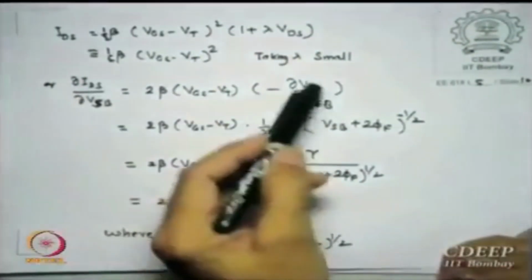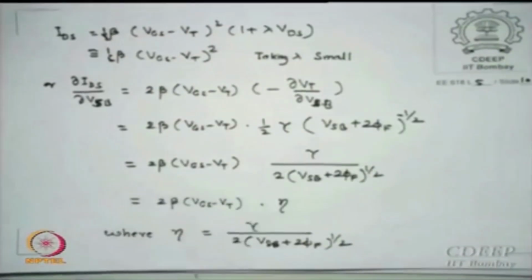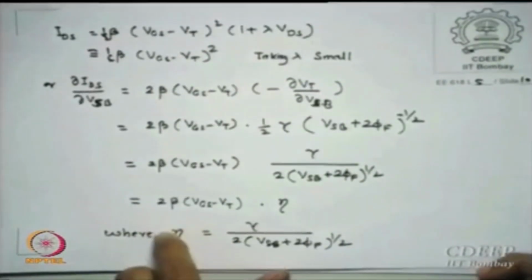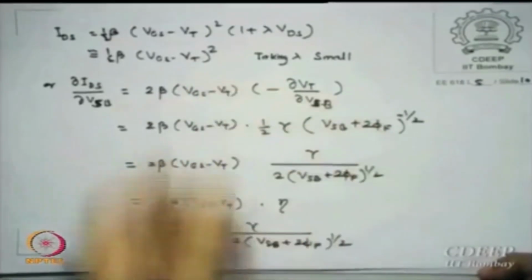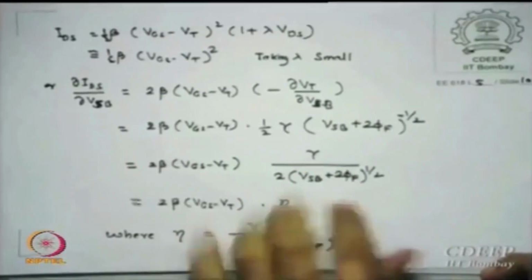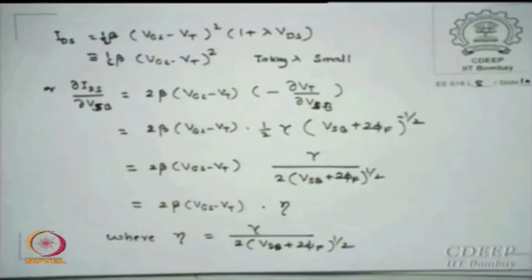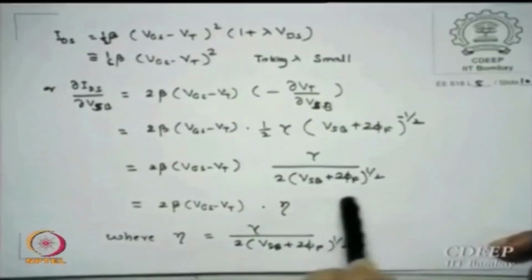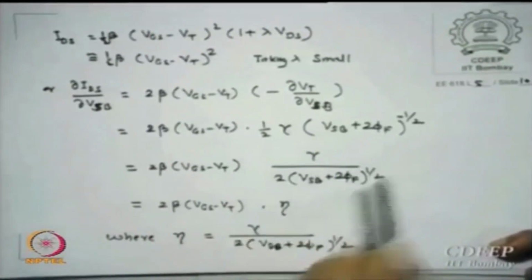So I differentiate this. I have already calculated delta Vt by delta Vsb earlier, the last expression I showed you. Substitute here and I get, maybe this 2 may not be there, beta times Vgs minus Vt plus this constant, gamma upon 2 times Vsb plus 2 phi f to the power half. Just check whether the 2 exists, because I have not taken it from the notes, I just saw it an hour ago or so. I think that 2 has been taken care of somewhere. Just think of it as a constant.